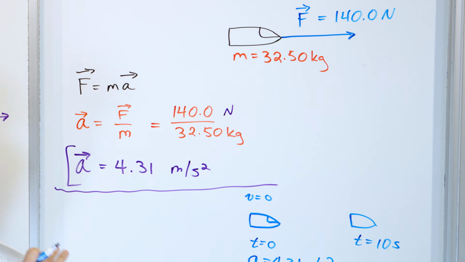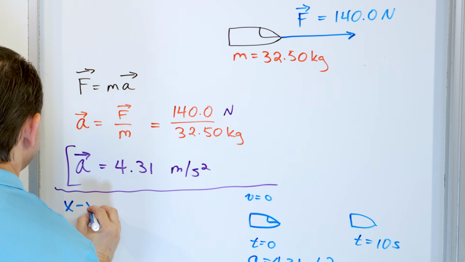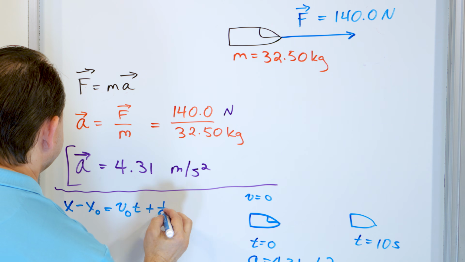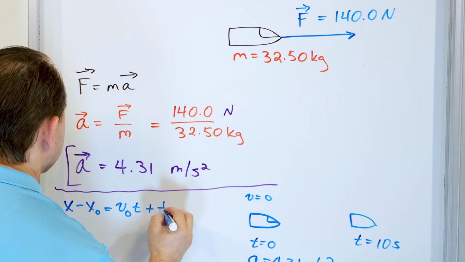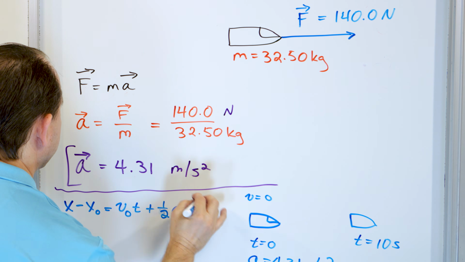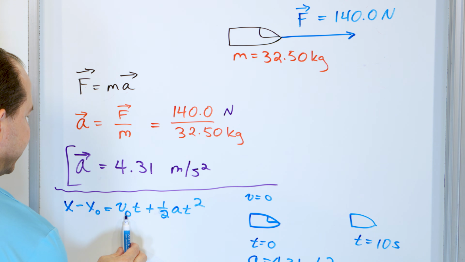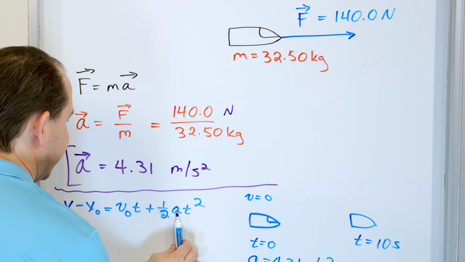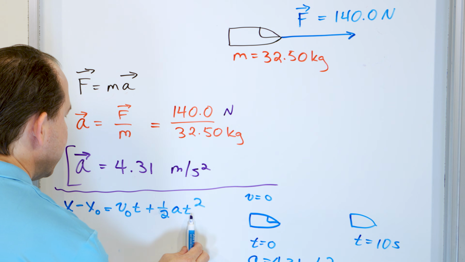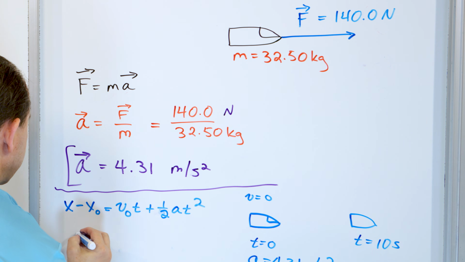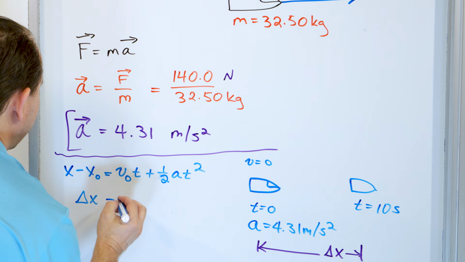One of the main equations of motion was x minus x naught is equal to v naught t plus 1/2 a t squared. So you can't flush that. When you know an object starts with some initial velocity and it's accelerating and you know how long it takes, then you have everything on the right. And x minus x naught is another way of saying delta x, so you can just write delta x.